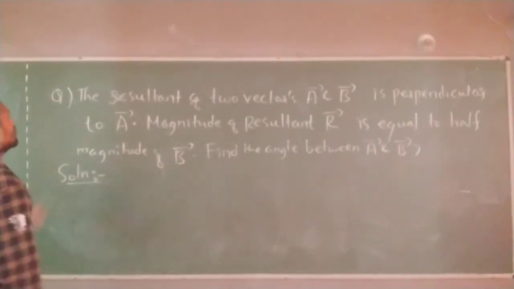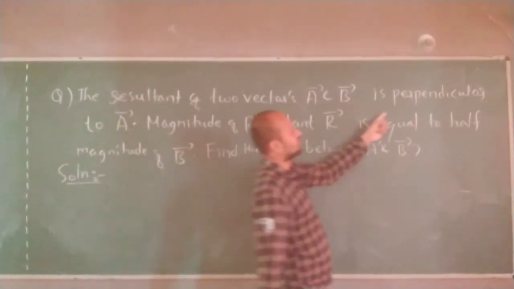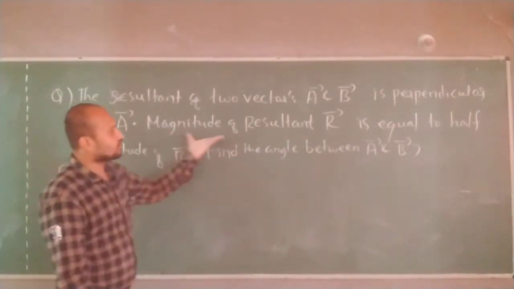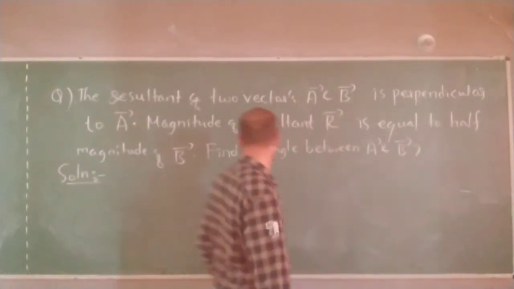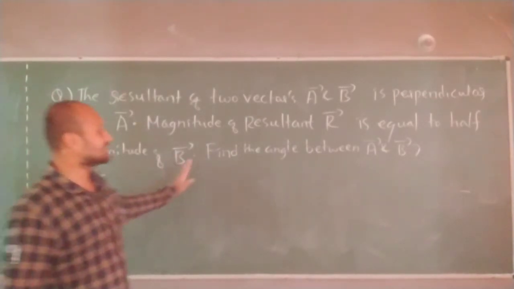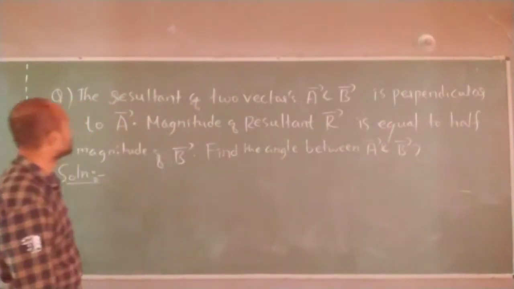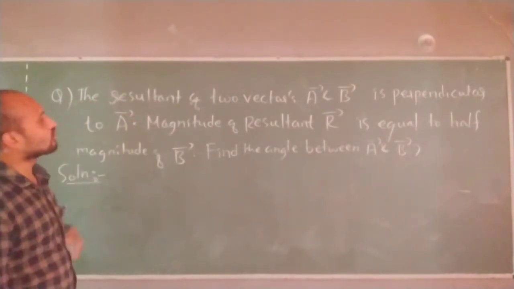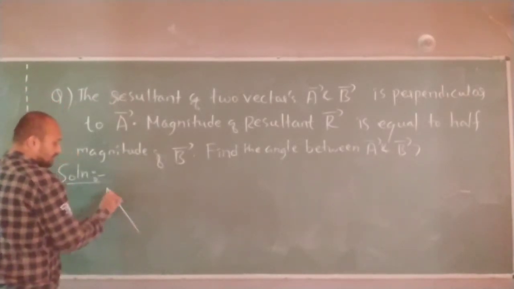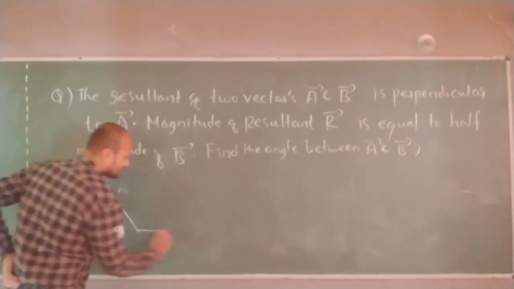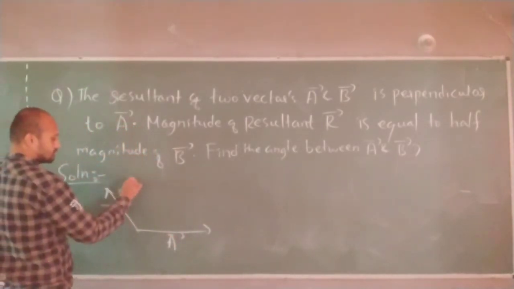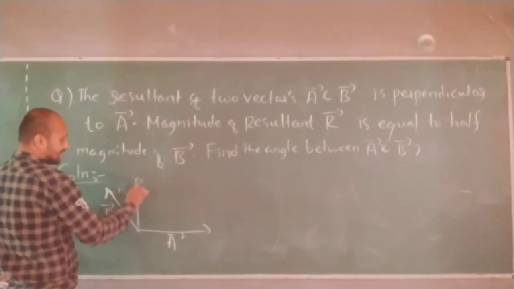See here, the resultant of two vectors A and B is perpendicular to vector A. The magnitude of resultant R is equal to half the magnitude of vector B. Find the angle between vector A and vector B. Correct now? The resultant of two vectors A and B is perpendicular to vector A. According to the previous situation, if vector A is like this, and vector B is like this, the resultant is forming like this.